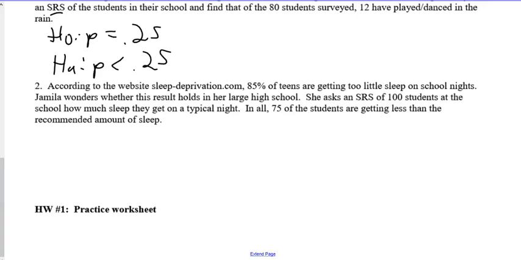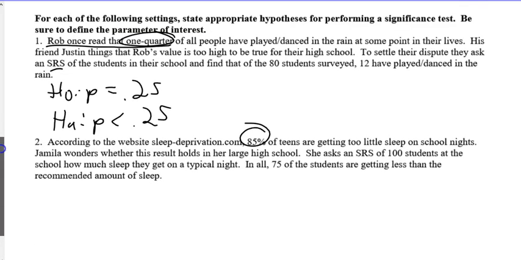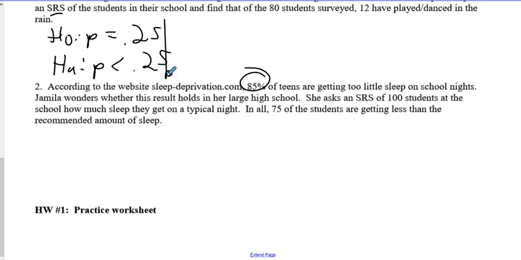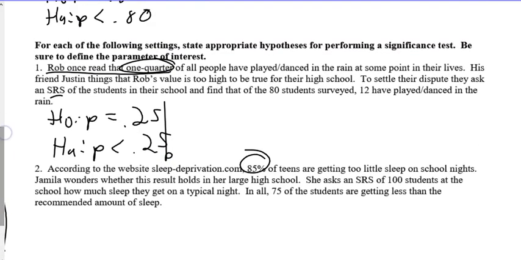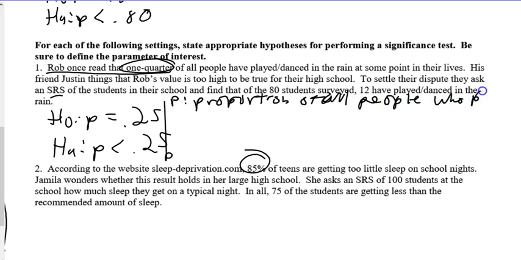Number 2, according to the website sleepdeprivation.com, 85% of teens are getting too little sleep on school nights. Oh, sorry, I forgot to write the proportion up here. That's our favorite sentence again. Let's come up here and get the board to work. We have to write what the proportion is we're studying. So P is, and there's going to be that repeat sentence, the proportion of all people who played or danced in the rain.